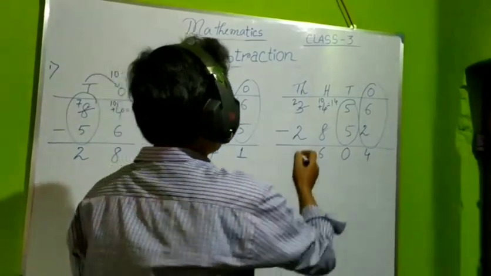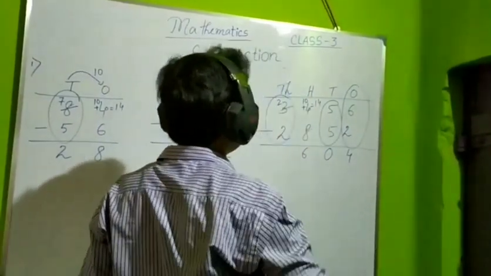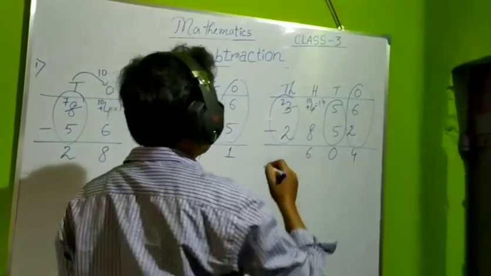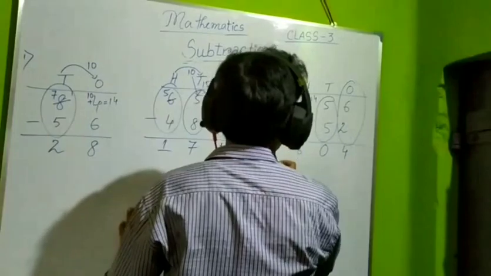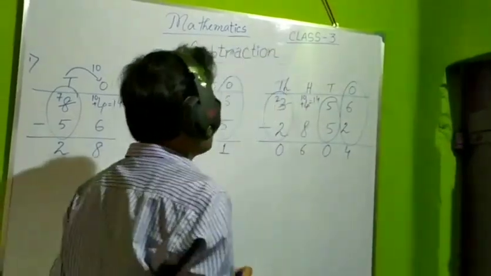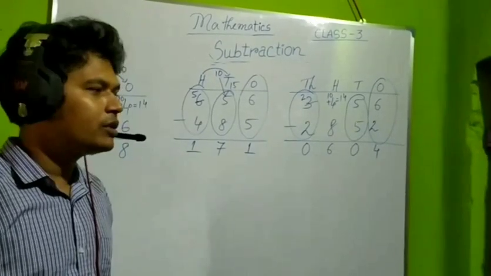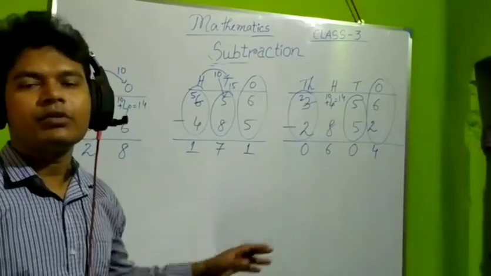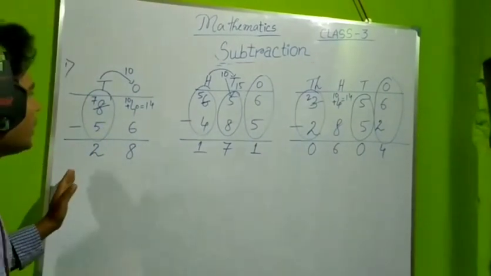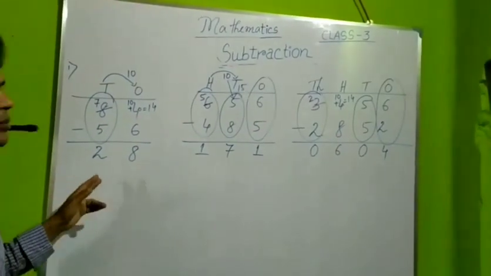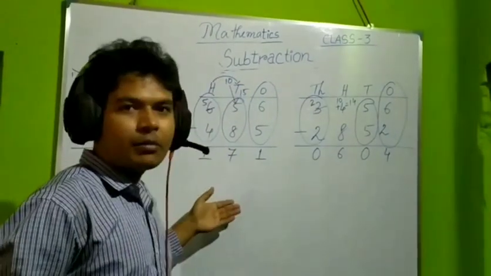Now you come to the thousands place. Here it is written 2. As 3 gave 1, it converts to 2, and at the subtrahend also 2 is present. So 2 minus 2 equals 0. So the final answer, or the difference of this subtraction, is 604. Okay.